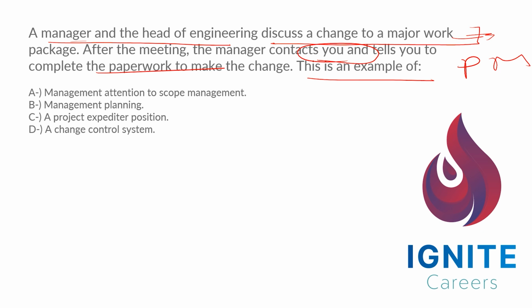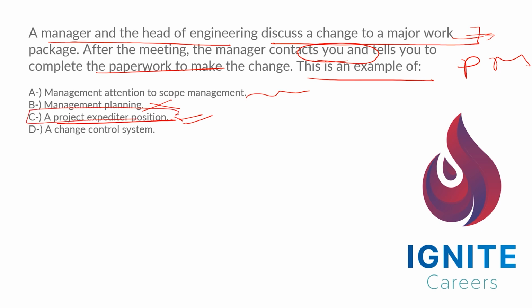So let's try to eliminate the wrong ones. Management attention to scope management, somewhere right, I would say. Management planning, okay, that's not the right one. And then a project expeditor position. Okay, this looks pretty solid, I would say. So let's see the last one. The change control system. Okay, so this is not basically a part of change control system because change management is totally different. So among these 3, the right one is the project expeditor position.